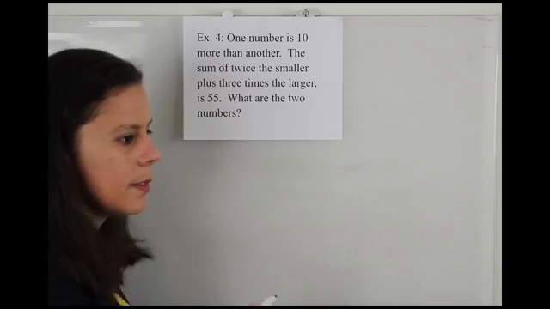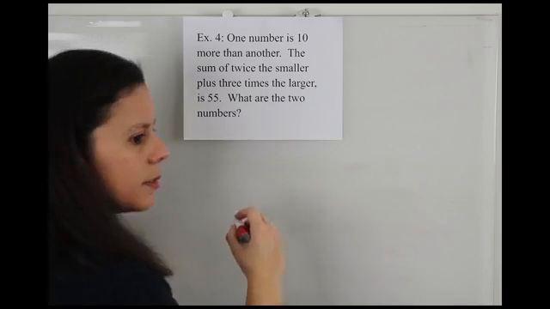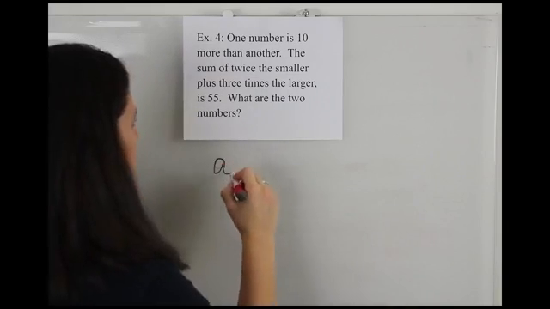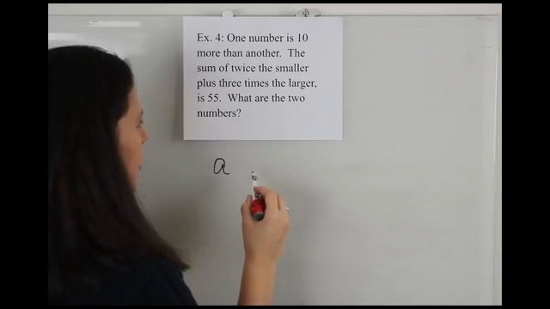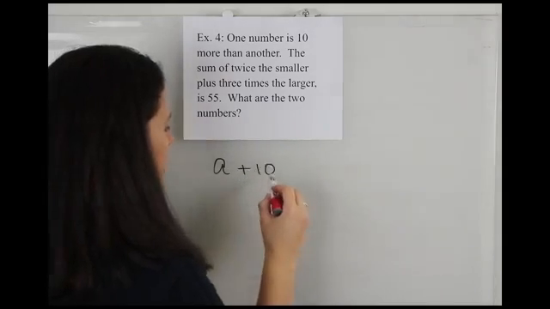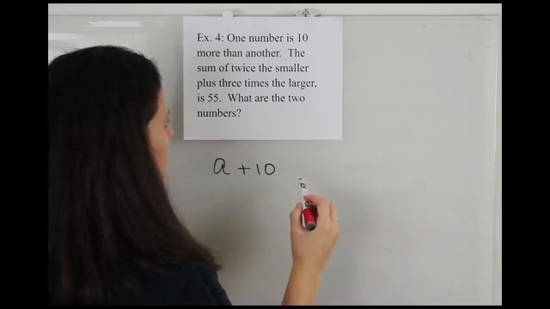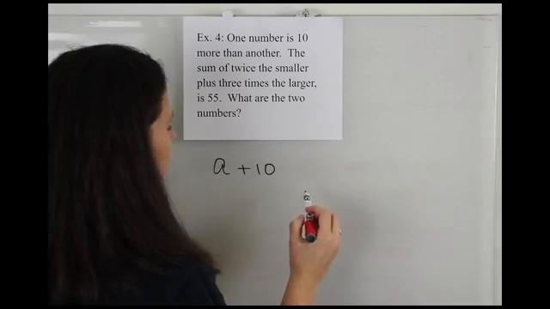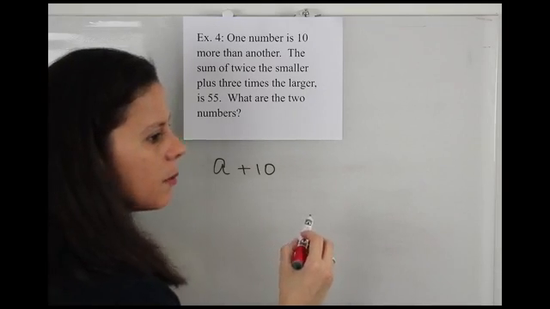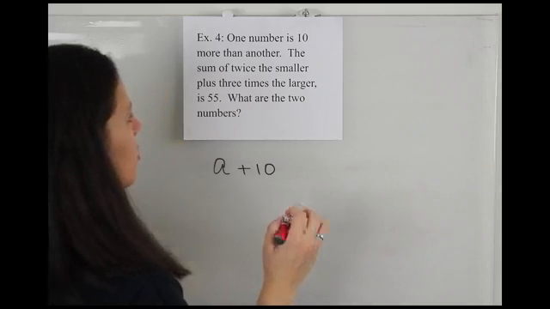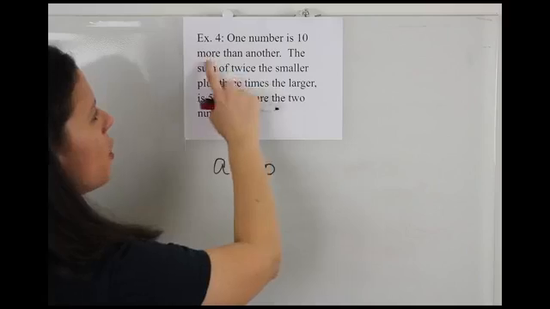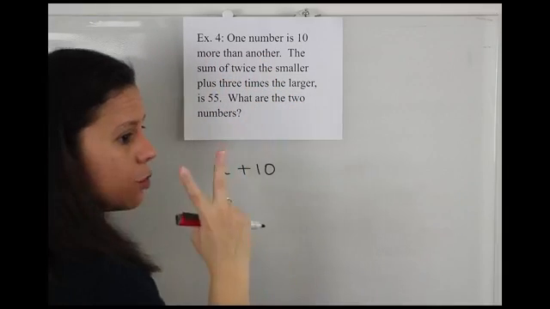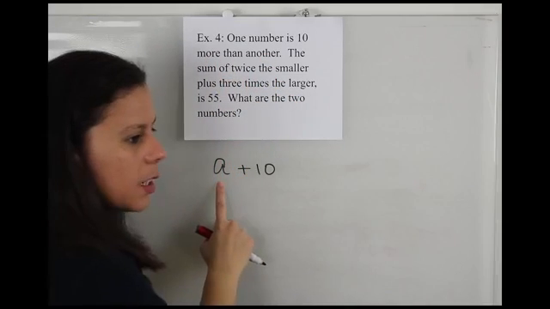You would do A. Mm-hmm. And then plus 10. Mm-hmm. And then the other part, the sum of twice smaller plus. But we're not there yet. We're not there yet. One number is 10 more than another number. We have 2 numbers. We are only dealing with A here. Where's my other number?